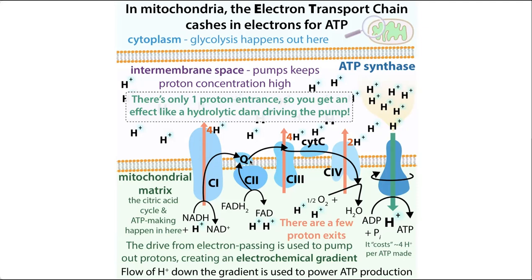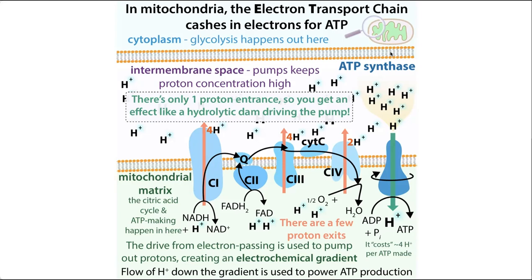That pair of electrons from Q is then going to travel to complex 3, and it's going to pass those electrons onto cytochrome C. In the process, it's going to pump out 4 protons. So we get 8 protons so far. That cytochrome C is now going to take those electrons to oxygen in complex 4. In doing so, it's going to pump out 2 protons. So ultimately, from our NADH, we got 10 protons pumped out.